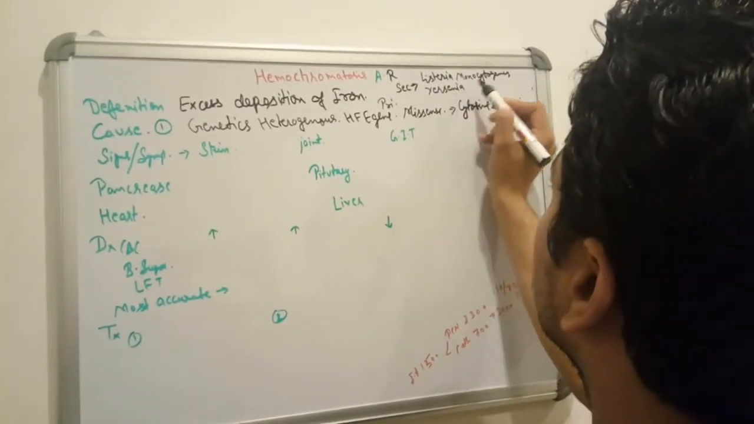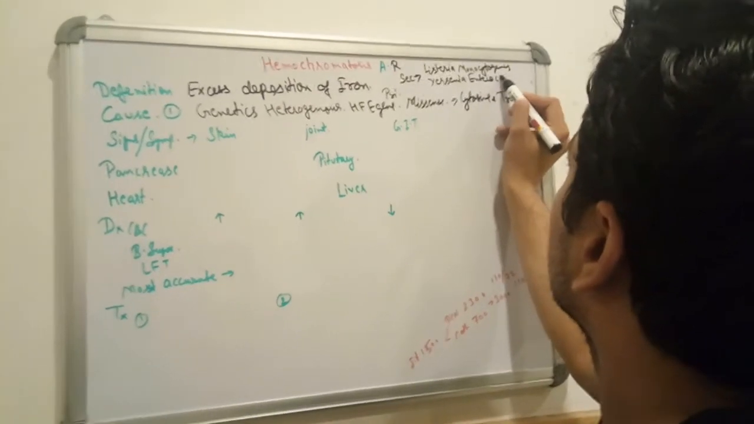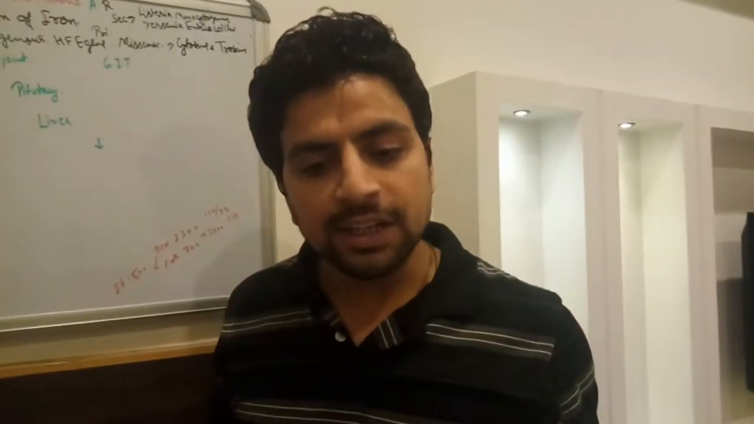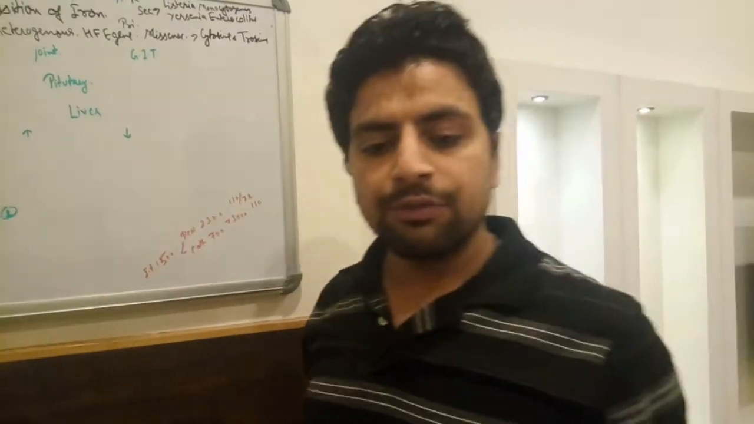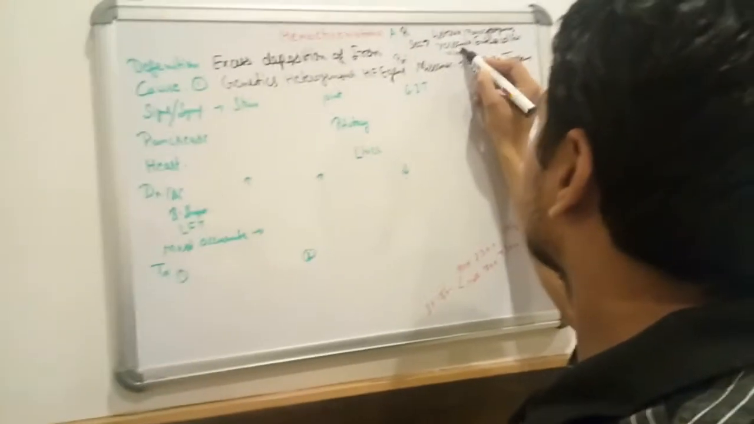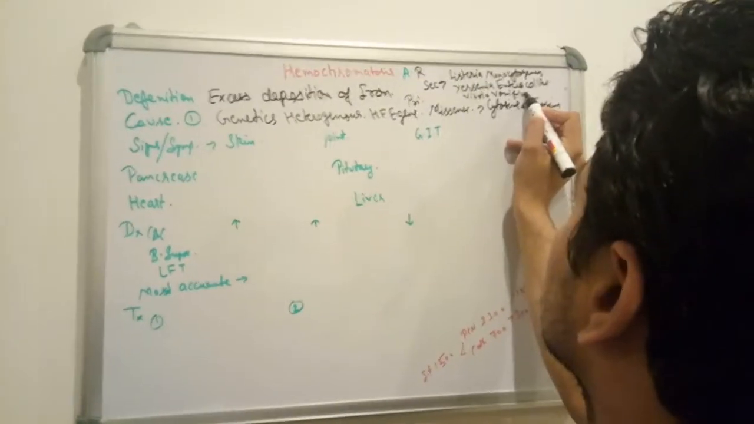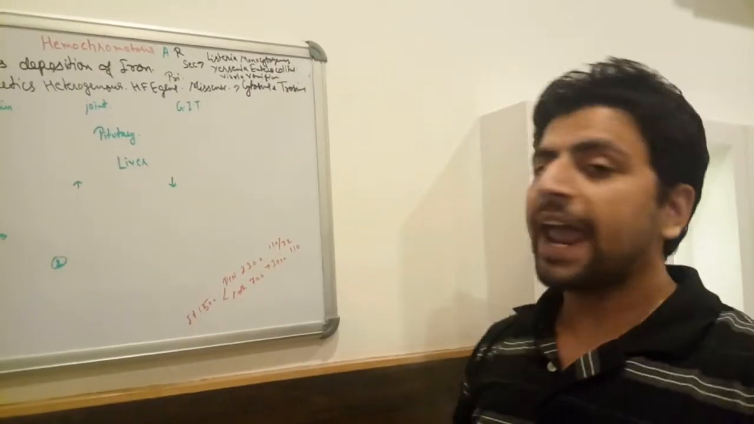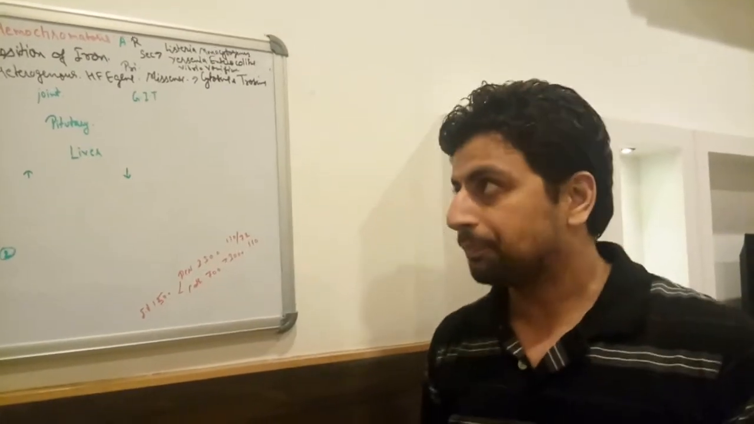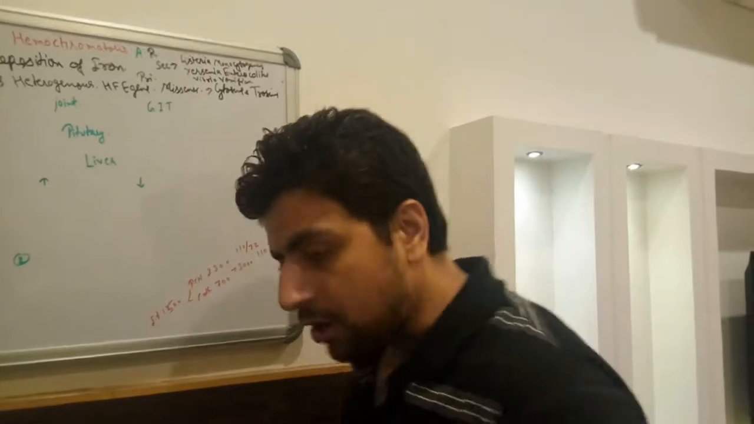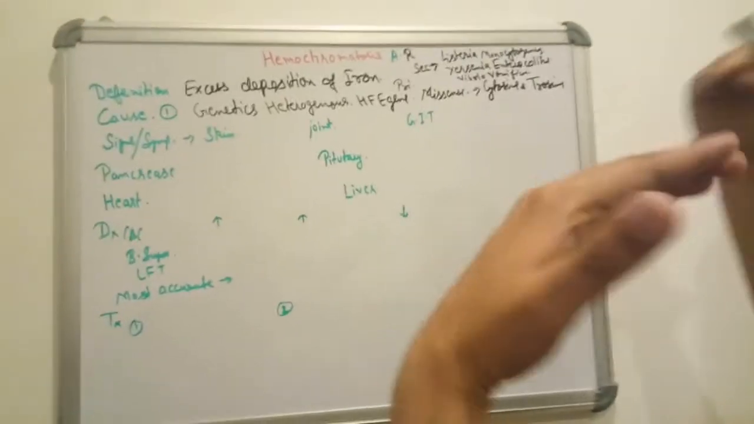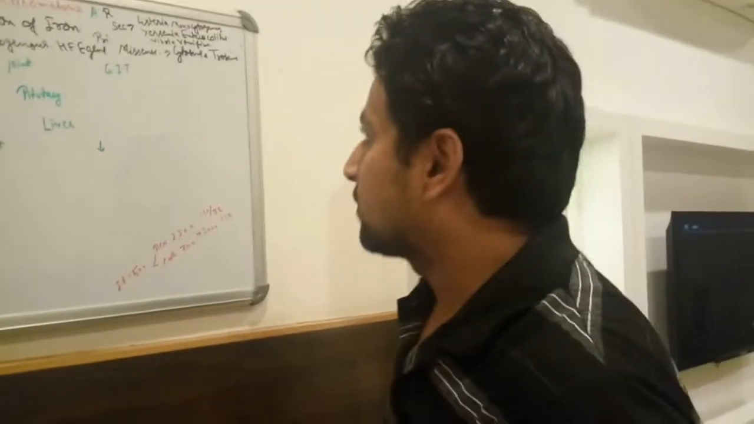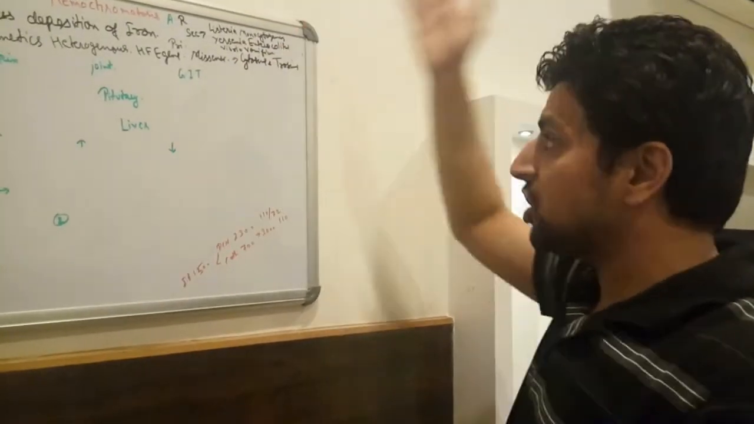And another one here is Vibrio vulnificus. So till here we know what hemochromatosis is. Hemochromatosis is the excess deposition of iron in our body. So, what are the causes? Genetics, heterogeneous HFE gene, which causes a missense, cysteine and tyrosine, and then iron accumulation. But secondary, some infections like Listeria, Yersinia, and Vibrio.